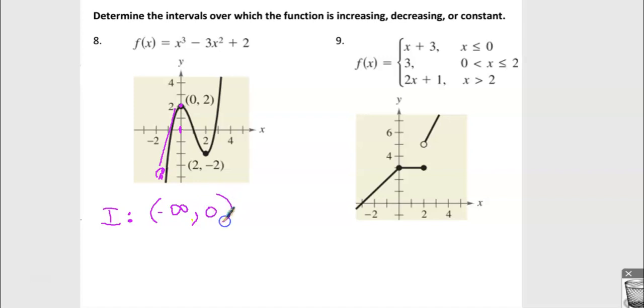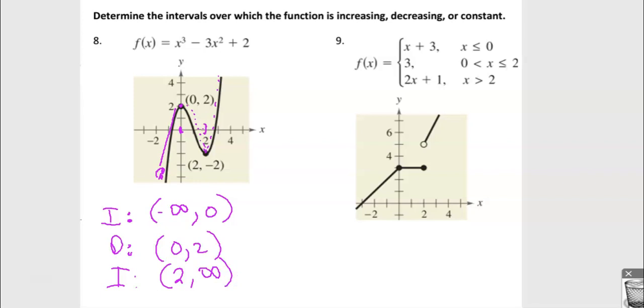And then he starts to decrease from here to here, he's decreasing. Again, it's based on the x-line, so from 0 to 2, he's decreasing. And then he's increasing again from 2, again based on the x-line, increasing forever to infinity.